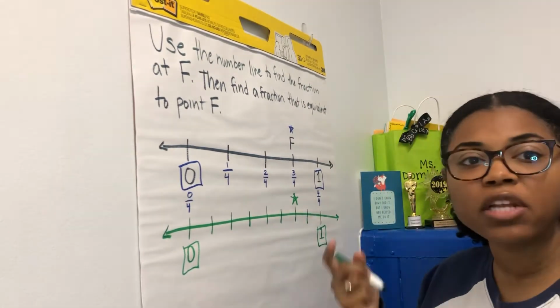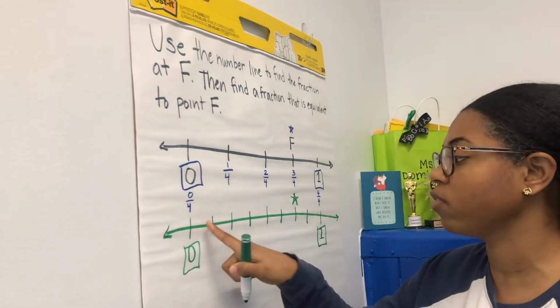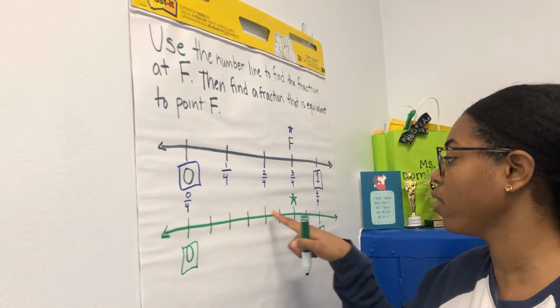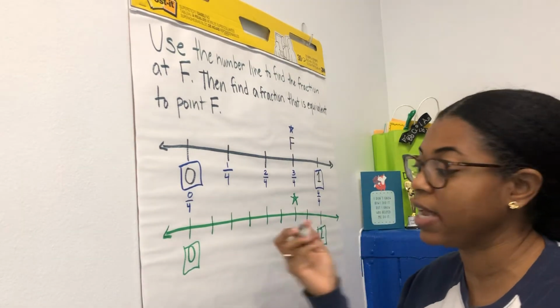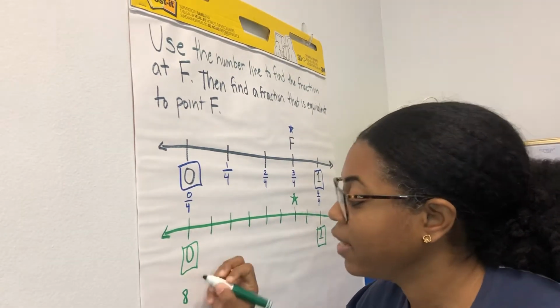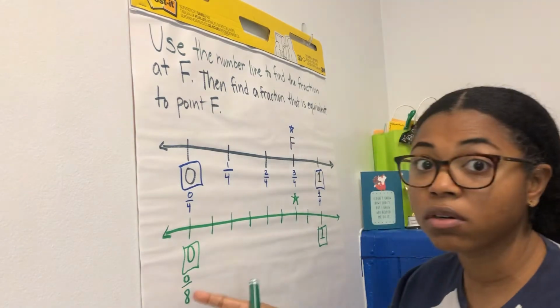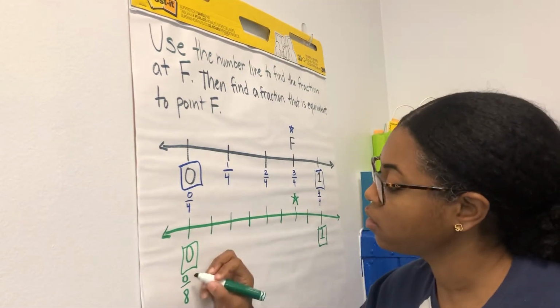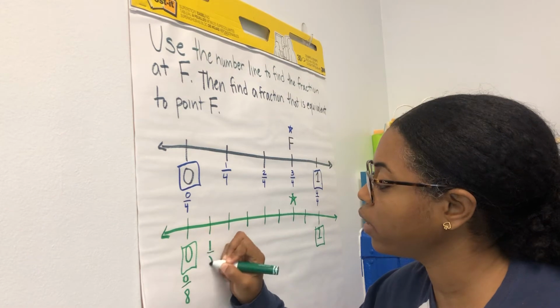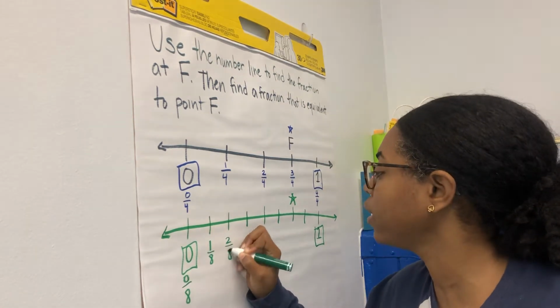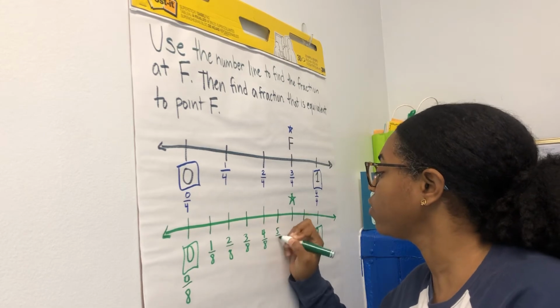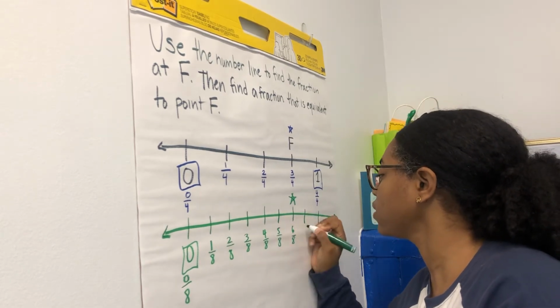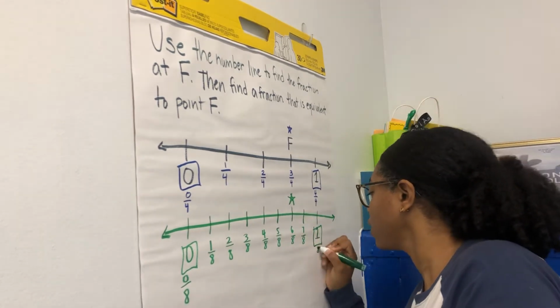Now let me see how many total parts I have. Let me count the intervals. 1, 2, 3, 4, 5, 6, 7, 8. There are 8 total parts, which means 8 is my denominator. Now let me count on from 0 to label each point. 0 eighths, 1 eighth, 2 eighths, 3 eighths, 4 eighths, 5 eighths, 6 eighths, 7 eighths, 8 eighths.